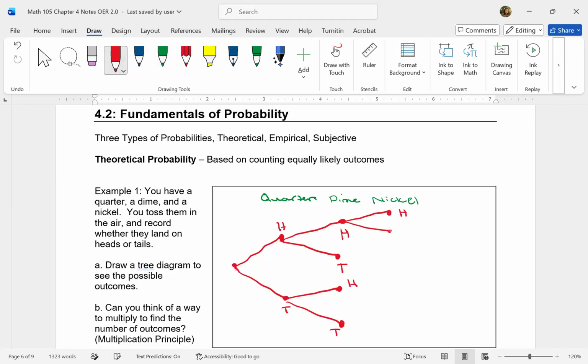Heads, tails, heads, tails, heads, tails, and there we go.